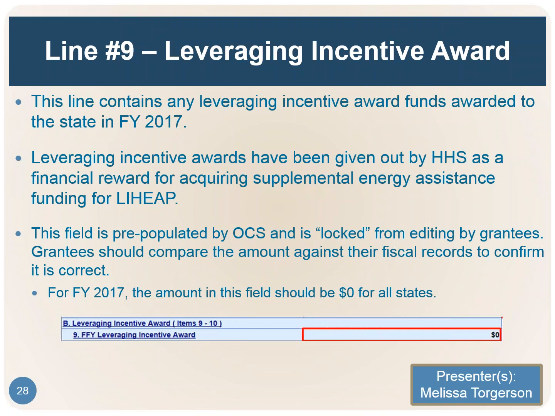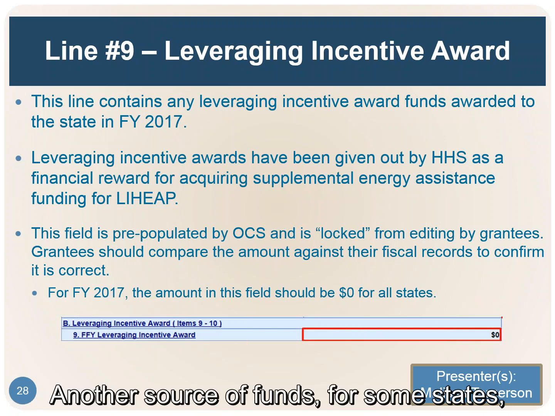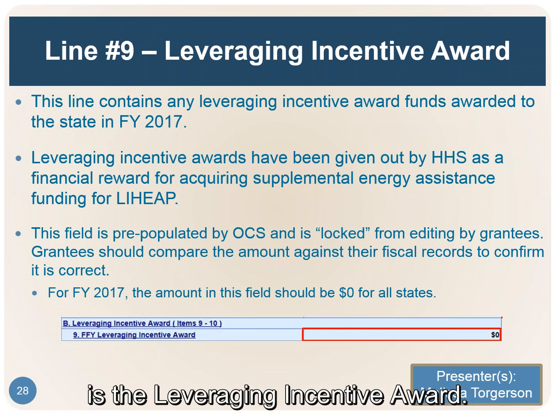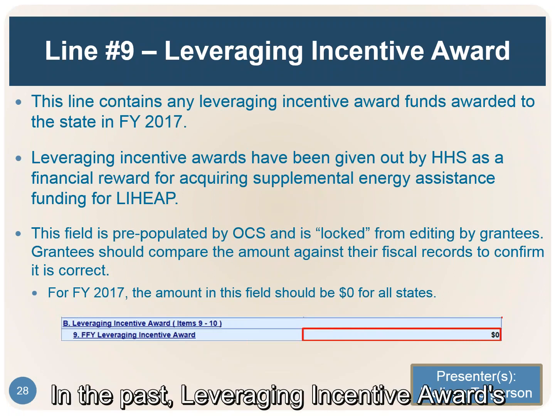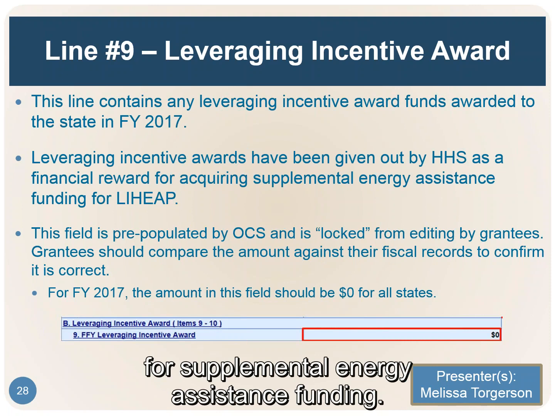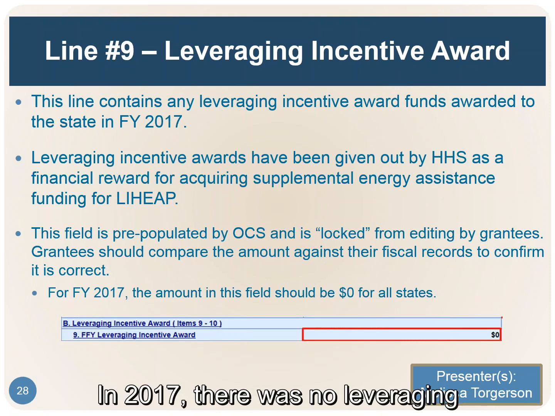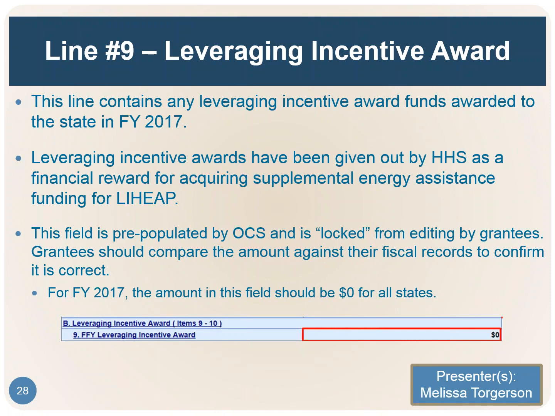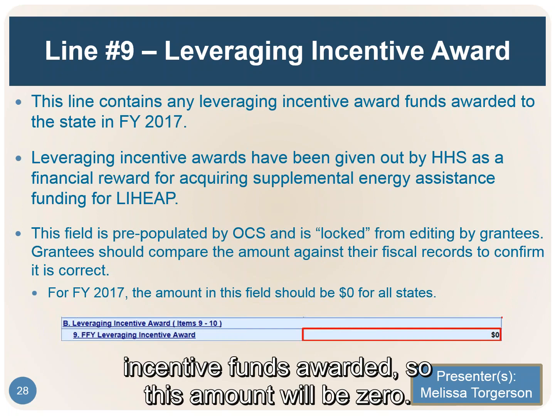So another source of funds for some states is the Leveraging Incentive Award. In the past, Leveraging Incentive Awards have been given out by HHS as a reward for acquiring leveraged or supplemental energy assistance funding. In 2017, there was no Leveraging Incentive Funds awarded, so this amount will be 0.